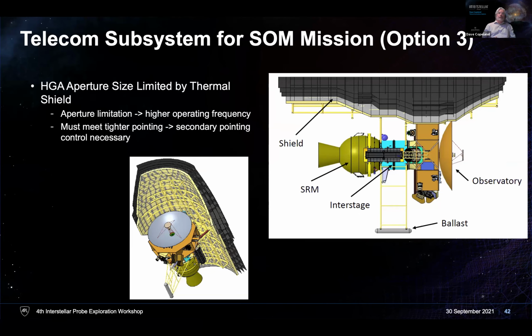So the same thing applies here. We would really like to be running this at Ka band, not at X, but we still have to meet the tighter pointing requirements that are imposed by now going to Ka band and getting that higher directivity out of that dish. Next slide, please.